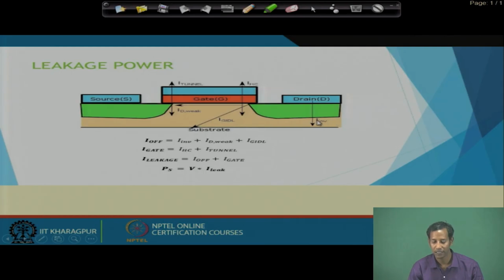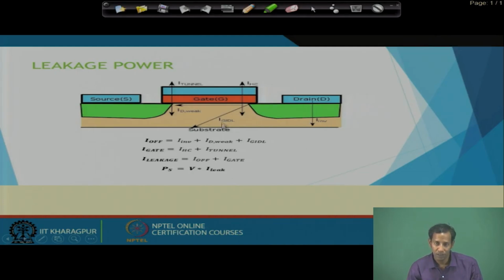then we will have this I inverter, which is the reverse bias current, and then we also have IHC, which is the hot carrier injection current. All of this contributes to the I leakage. So the power consumption will be the voltage times I leakage. This I leakage is the contribution of several components, that means the contribution from the reverse bias current, GIDL or HC.